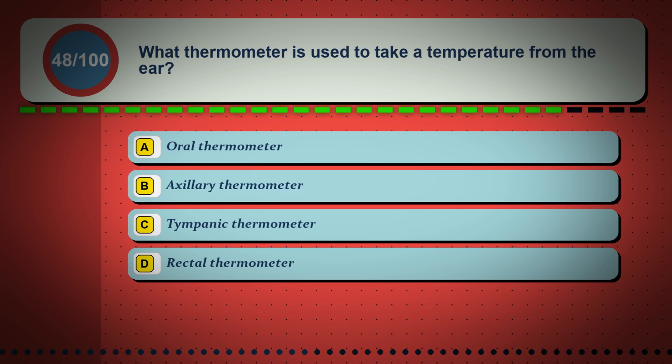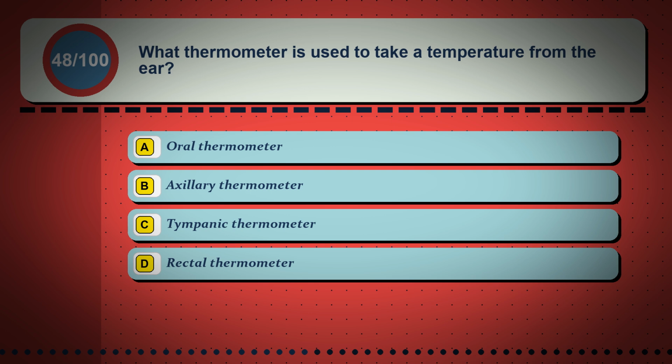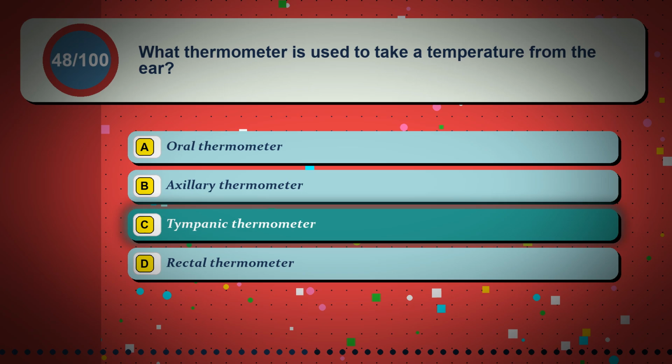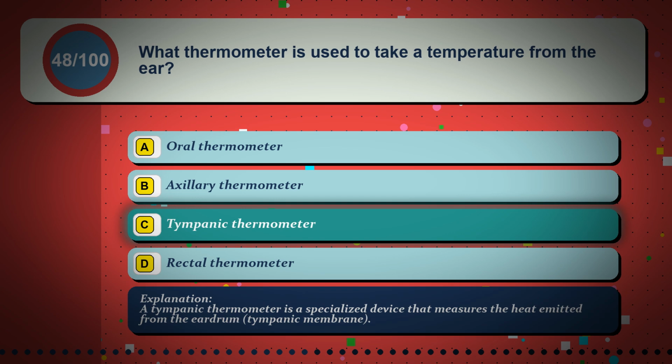Question 48. What thermometer is used to take a temperature from the ear? Option A, oral thermometer. Option B, axillary thermometer. Option C, tympanic thermometer. Option D, rectal thermometer. The correct answer is option C, tympanic thermometer. A tympanic thermometer is a specialized device that measures the heat emitted from the eardrum, the tympanic membrane.